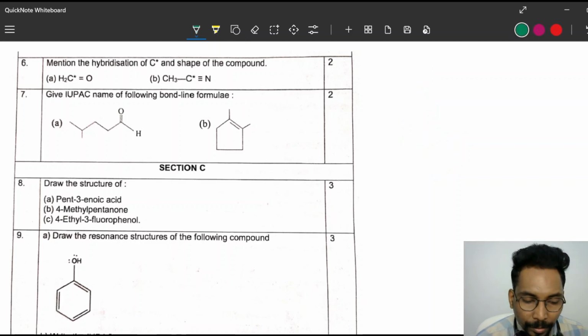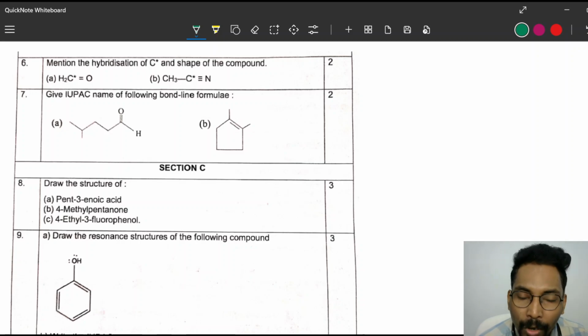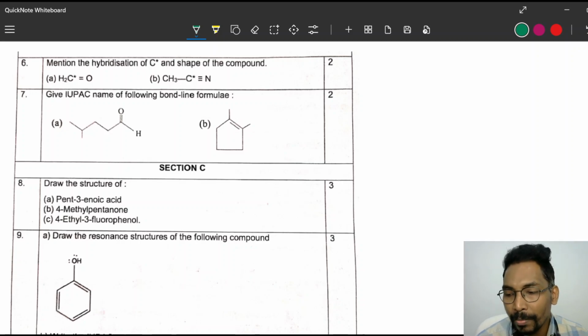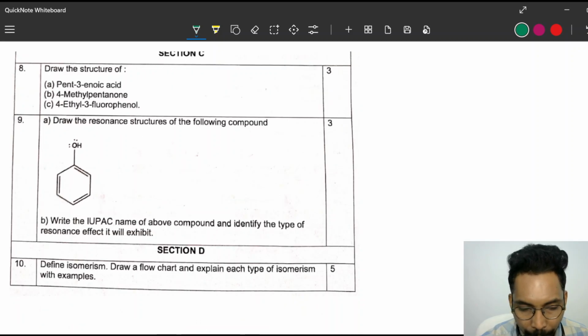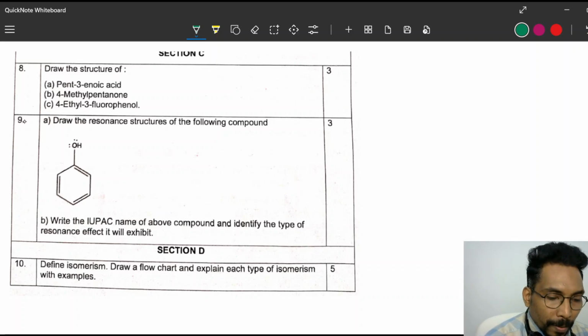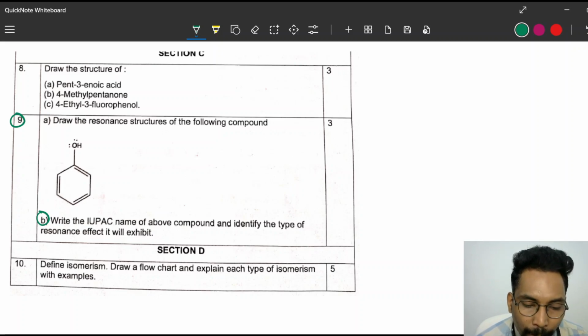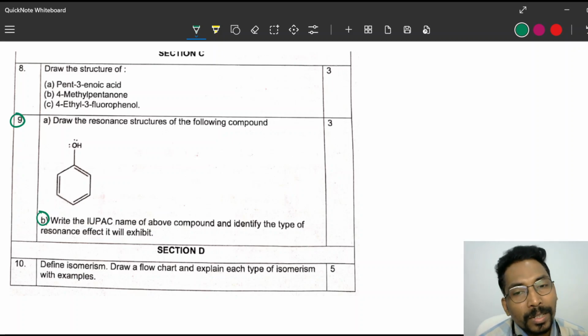Coming to the next one, draw the resonance structures of the following compound. Okay. Apart from this question, along with this one more part is there. You have to write the IUPAC name. So we can do this one first. Write the IUPAC name of the above compound and identify the type of resonance effect it will exhibit.